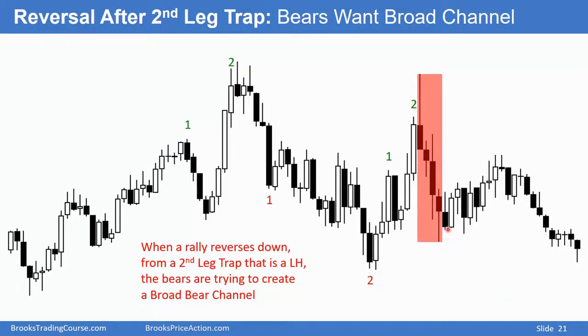Strong sell-off, 5 consecutive bars here. Bears are hoping that it's a lower high, and maybe it's the start of a bear trend, and maybe it'll sell off below this low. They want a broad bear channel. But I always assume it's a trading range unless I have strong evidence to believe otherwise.